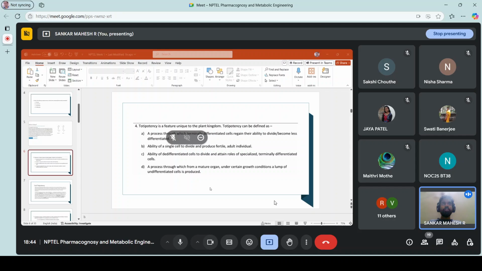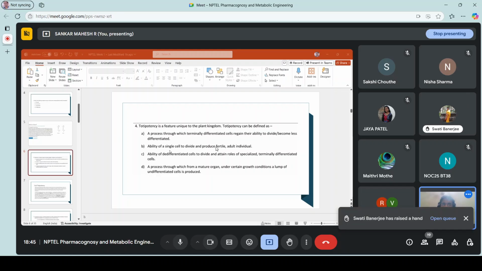So, whoever knows the answer can wait for a couple of minutes and then start raising your hand. We'll discuss what the right answer is. We'll discuss what each of these terms is called, and then reach the right answer. So, we'll take a couple of minutes and then you can start raising your hands. Yes, Swati. We'll take a couple of minutes and then you can unmute yourself.